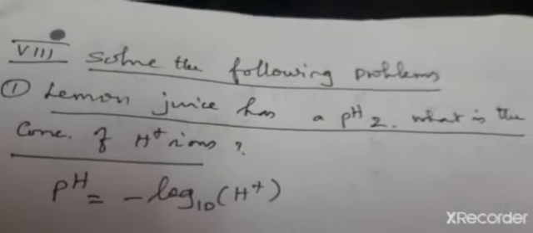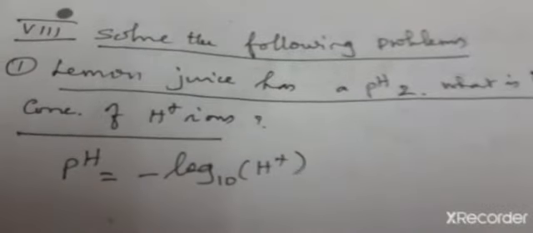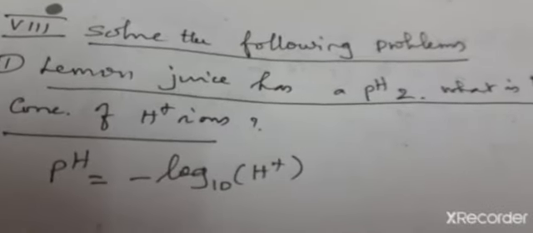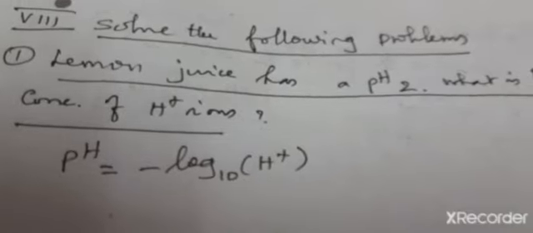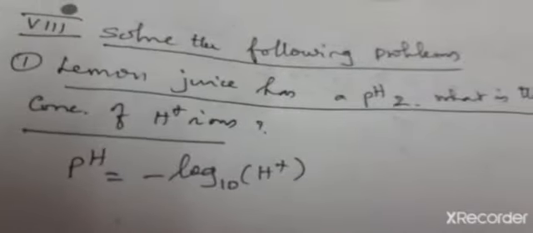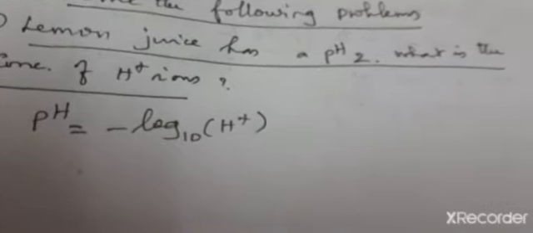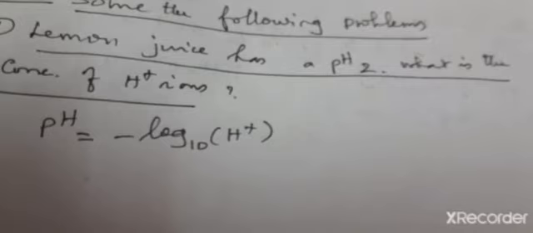So my dear students, now we are going to study how to calculate the pH value from the textbook evaluation, Roman numeral 8. See, solve the following problems. First question, lemon juice has pH value 2. What is the concentration of H plus ion? See, the pH value is given here. Usually we calculate the pH value. Here the pH value is given. They ask to find out the hydrogen ion concentration.